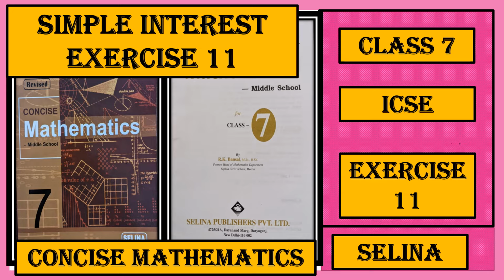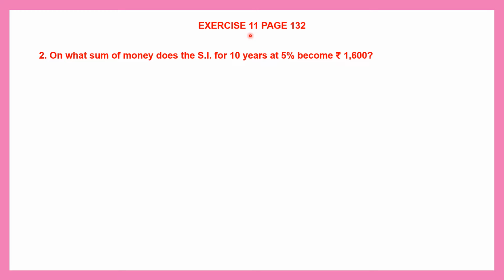Hello students, let's do simple interest exercise 11. Exercise 11 is on page number 132 and we are with question 2. On what sum of money does the simple interest for 10 years at 5% become rupees 1600?